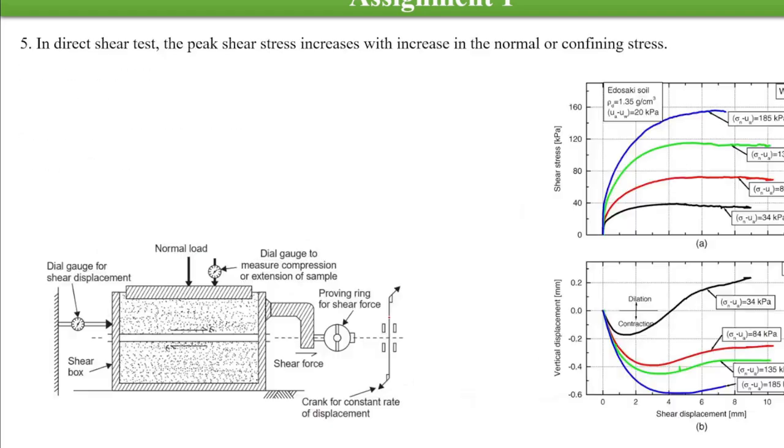Question number four we have covered. Then as we come on to question number five, for the direct shear test, the peak shear stress increases with increase in the normal or confining stress. So before answering this question, we'll just have a look at how we perform the direct shear test.